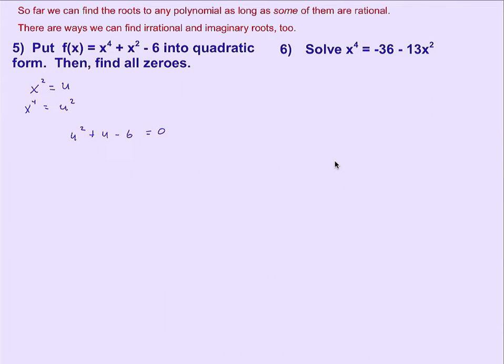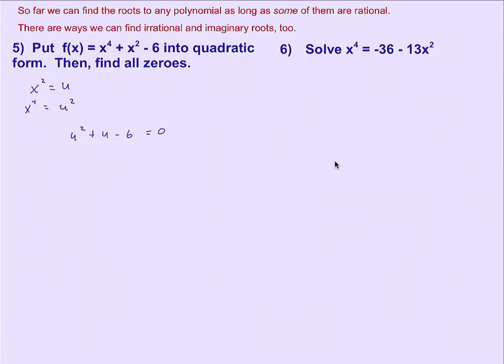This is going to work as long as the first term, or the variable part of the first term, is the square of the second term. That's all we need. So it works for x to the fourth and x squared. It could work for x to the sixth and x cubed, or x to the 10th and x to the 5th. As long as the first term is the square of the second term, we'll be able to make it into a quadratic, and then we can solve.